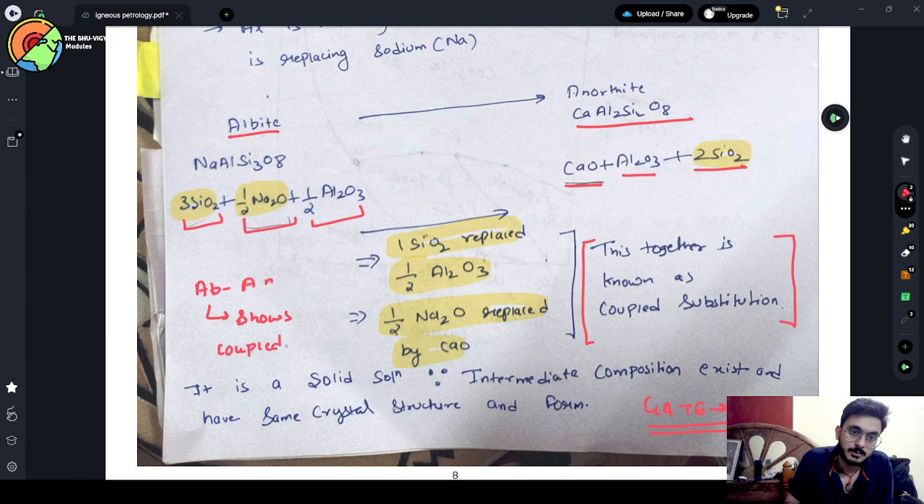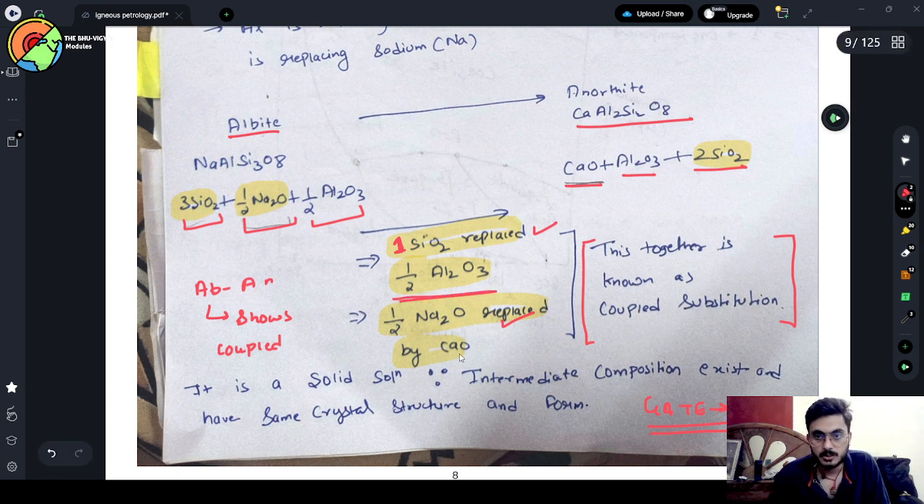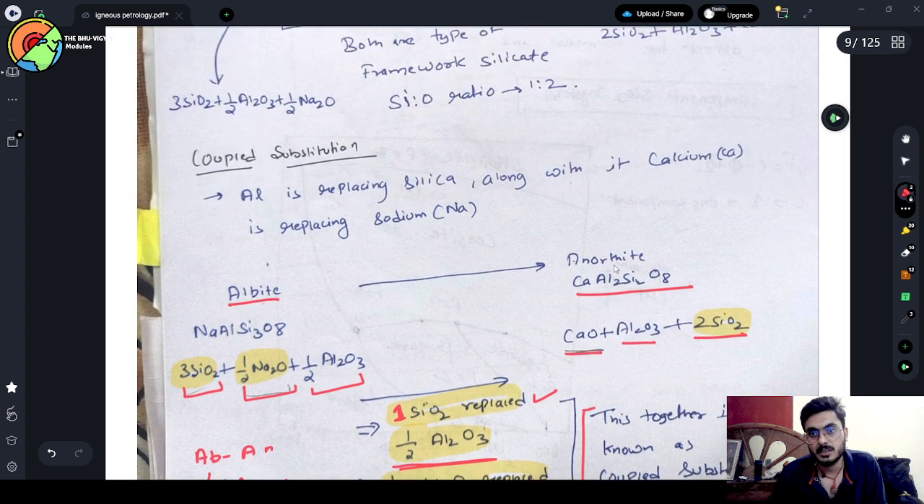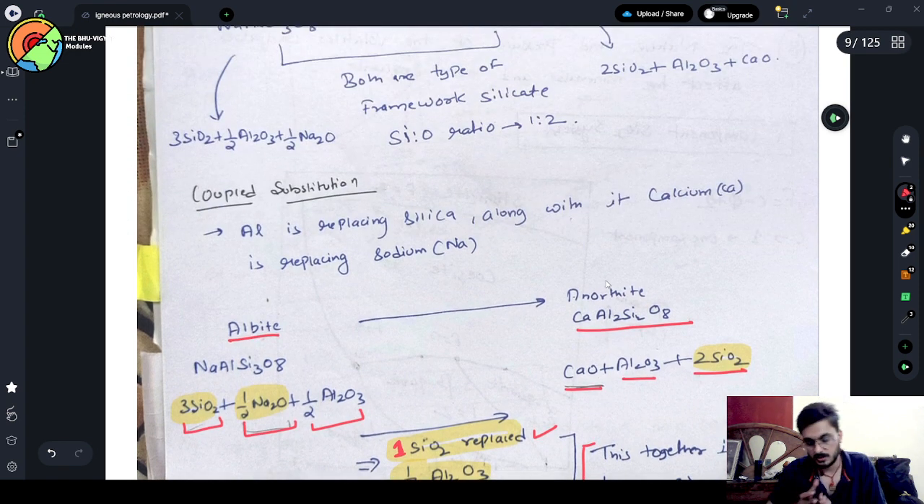And what is coupled substitution? In this, half of the Na2O is replaced by CaO, and one SiO2 replaces half of the Al2O3. This together is known as coupled substitution. So it is a solid solution. Intermediate compositions exist and the same crystal structure may form. This is in plagioclase feldspar.